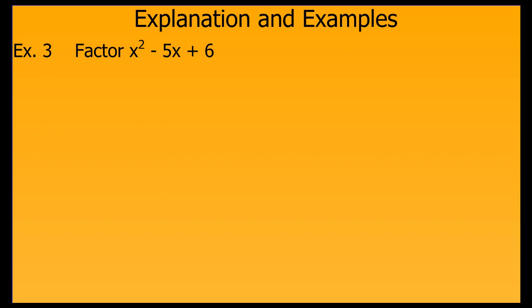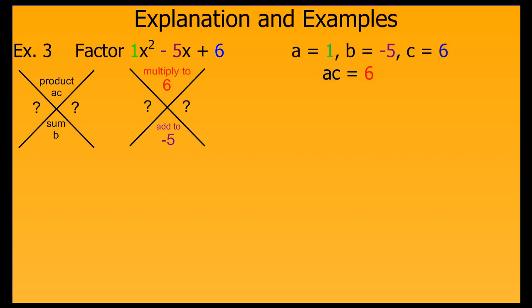Let's try another one. This one is actually a little easier, but also a little trickier the first time you see it. Notice that there's not a number in front of the x². That doesn't mean that a is 0, however. There's really a hidden 1 there, since it's really 1x². So a is 1, b is negative 5, and c is 6.